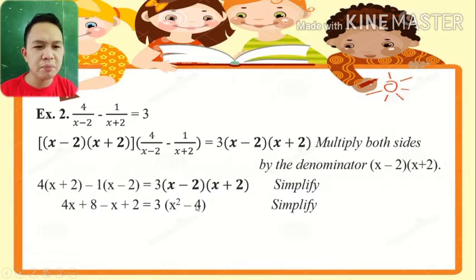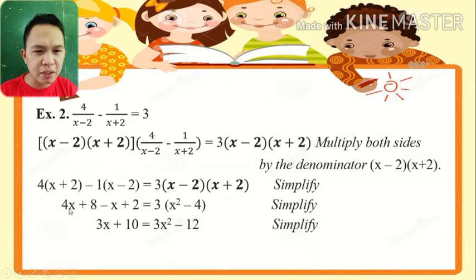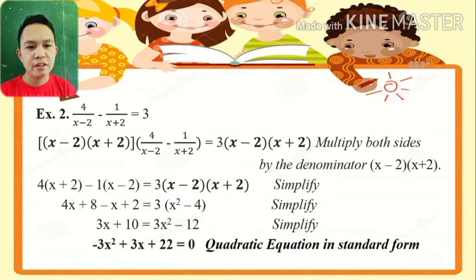So, simplify again kasi hindi pa nasa simplified form. We will have 3x. Bakit naging 3x? So, 4x minus x is 3x. 8 plus 2 is 10. Dito, bakit naging 3x squared minus 12? So, 3 times x squared is 3x squared. 3 times negative 4 is negative 12. And then, we need to arrange that one into its standard form. We will have negative 3x squared kasi from positive, transpose mo, magiging negative 3x squared. Copy 3x, which is positive, and then positive 10, transpose negative 12, magiging plus 12, so 10 plus 12 is 22. Yan na po yung ating quadratic equation in standard form.